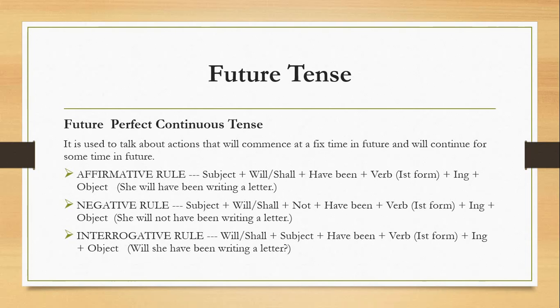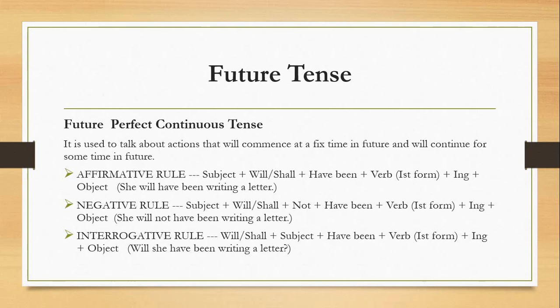Then comes future perfect continuous tense. It is used to talk about actions that will commence at a fixed time in future and will continue for some time in future. So again, we all know that when we talk about perfect continuous in any tense, it always has a longer duration than the others. For affirmative, the rule is subject plus will or shall plus have been plus verb, it means V1 plus ing, plus object. She will have been writing a letter.